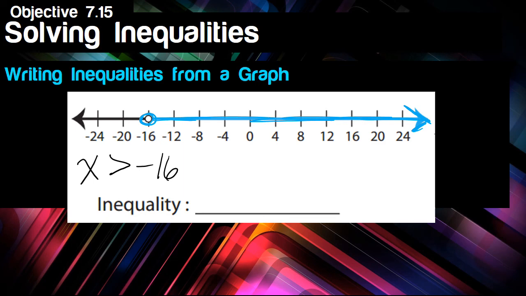Another way we can write this is with negative 16 on the left and the variable on the right, and then we just have to flip that sign around. So we can say that negative 16 is also less than x.